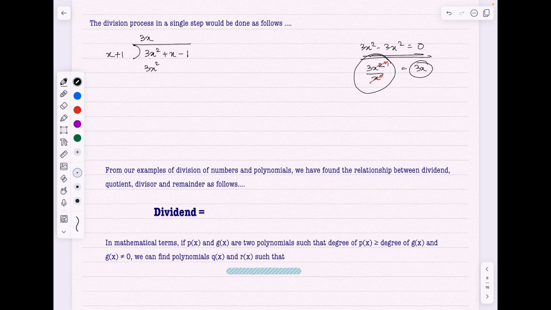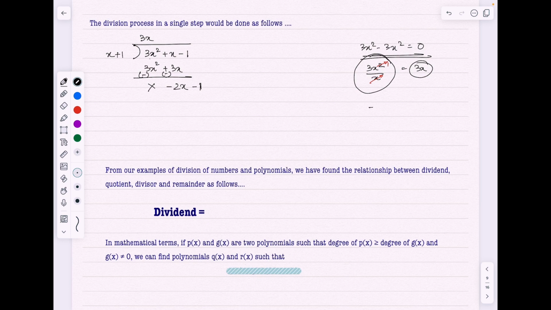Are you getting it? So 3x square, 3x square. Now 3x plus 1 is what? Plus 3x. You subtract these two. 3x square minus 3x square is 0. x minus 3x is minus 2x. Now minus 2x and this is minus 1, carry over I have to do. Now same thing again.